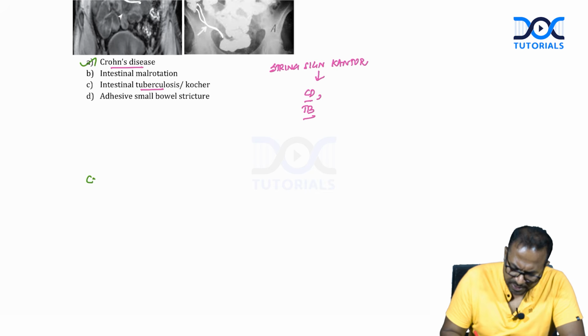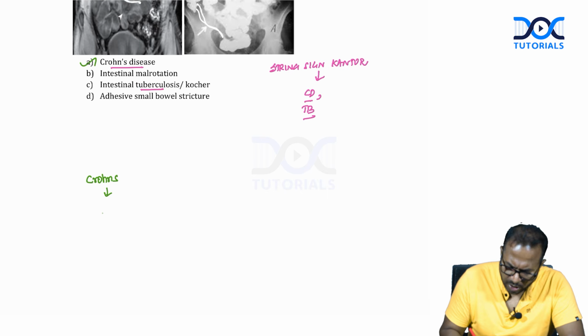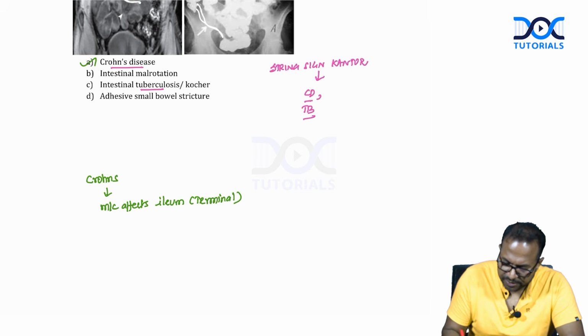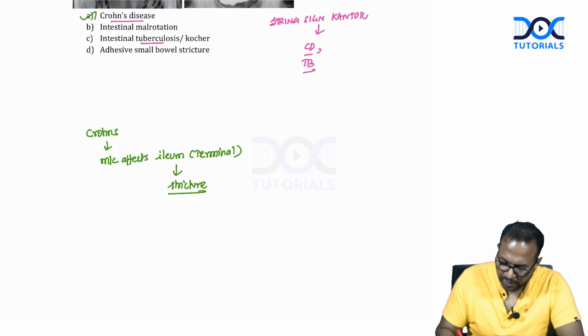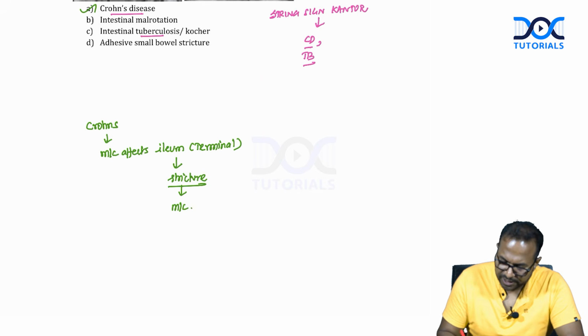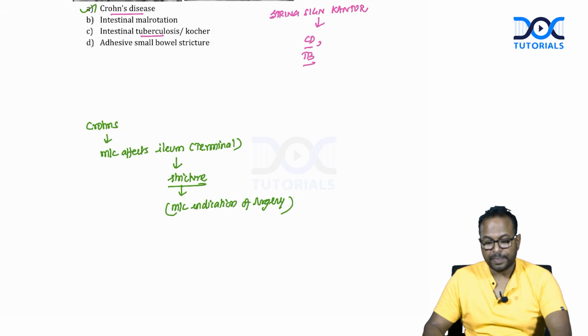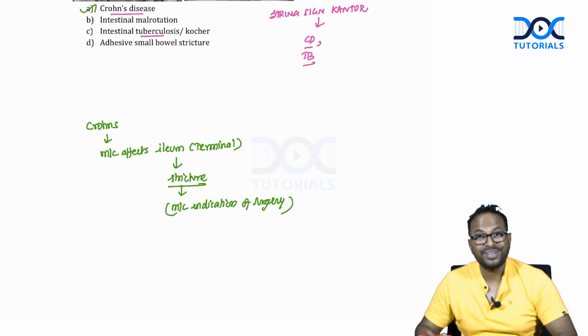Crohn's disease most commonly affects the ileum, the terminal ileum. And here it forms a stricture, which is what you are seeing in this case. The most common indication for surgery in Crohn's is stricture causing obstruction. That is the case of Crohn's stricture.